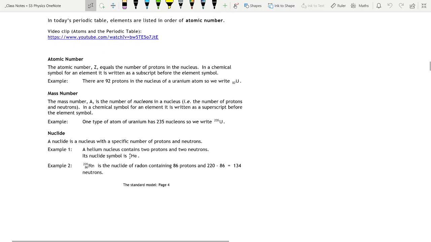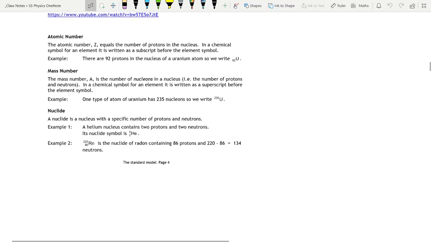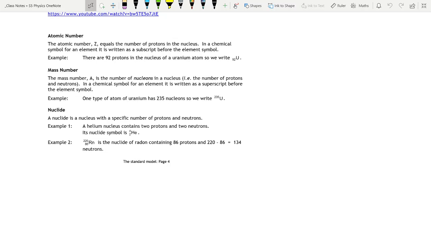And we've already talked about atomic number and mass number when we went through the nuclear booklets. Atomic number is how many protons are in the element. Mass number is how many protons plus neutrons there are. And a nuclide is a nucleus with a specific number of protons and neutrons. So a helium nucleus contains 2 protons and 2 neutrons. Its nuclide symbol is helium-4, 2. Okay?